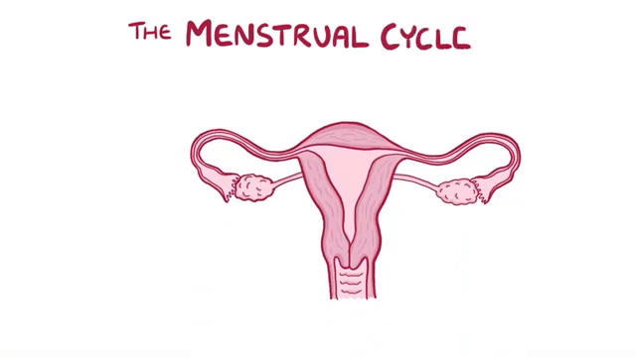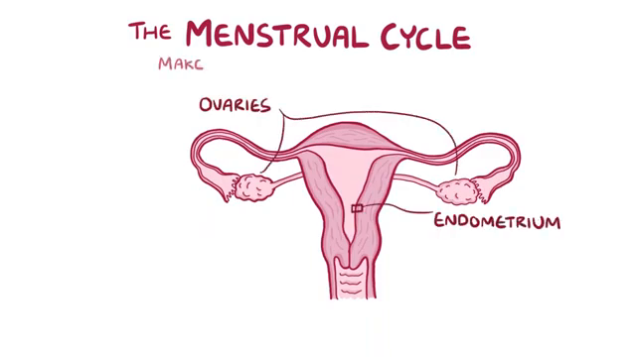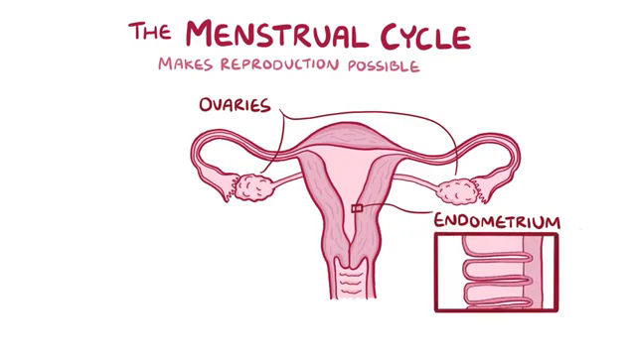The menstrual cycle refers to the regular changes in the activity of the ovaries and the endometrium that make reproduction possible. The endometrium is the layer of tissue lining the inside of the uterus. This lining consists of a functional layer, which is subject to hormonal changes and is shed during menstruation, and a thin basal layer, which feeds the overlying functional layer.